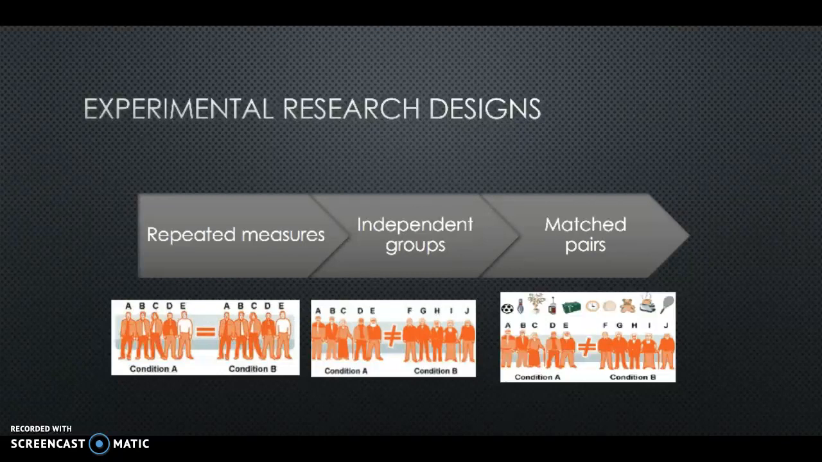And then the third one is matched pairs, where people will be allocated a partner. Sometimes it's based on the same IQ, so they get similar results. One will do one condition and the other will do the other condition, and they can compare the results.